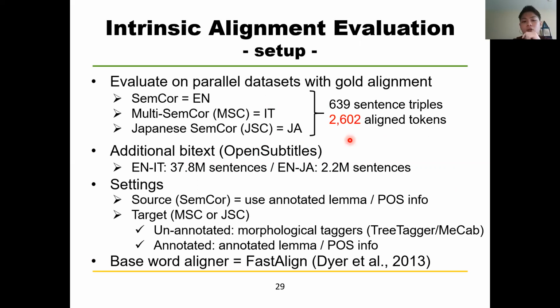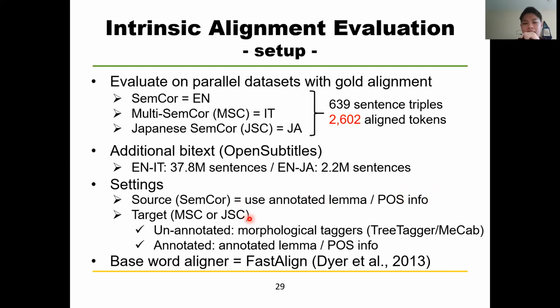And as the additional bitext, we employ OpenSubtitles, which comprises about 37 million sentences for English-Italian and about 2 million sentences for English-Japanese. And for the source side, which is SemCor in English, we use annotated lemma and part-of-speech information for the pre-processing stage. The reason for this is that most WSD evaluation datasets contain such information, so we can use that.